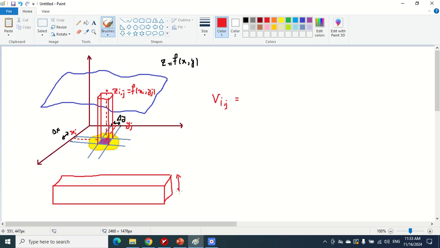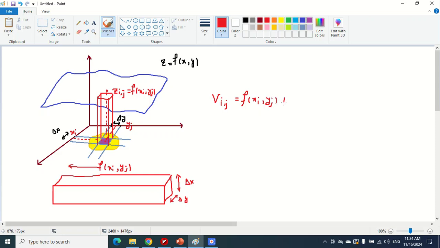One side is given by delta x, the other one is delta y, and the length of that one will be equal to f of xi and yj, which means that this side has the length of f of xi and yj. So now, to calculate the volume based on the high school definition, you can take f of xi and yj as one side and multiply that value by delta x and delta y.